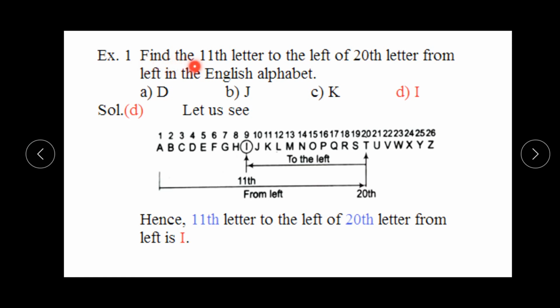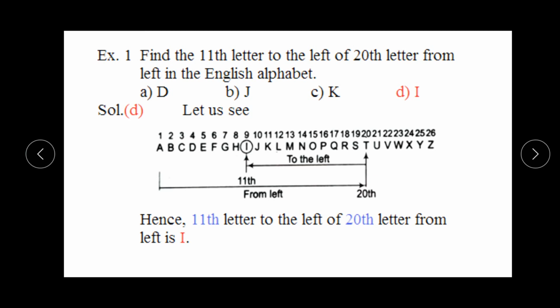Find the 11th letter to the left of the 20th letter from the left in the English alphabet. These are the English alphabets, and first, from the left side, we will go to the 20th letter, that is T, and after that we have to go to the left side at the 11th letter, and we will count from here the 11th letter, and that is I.